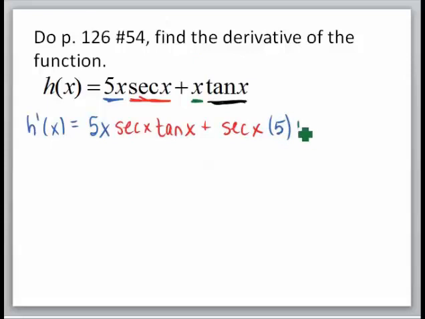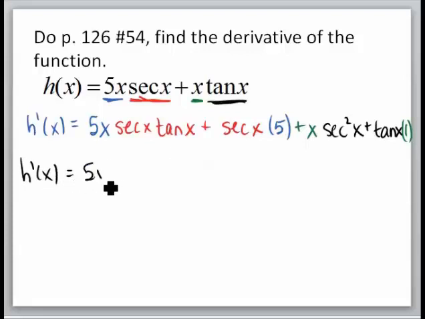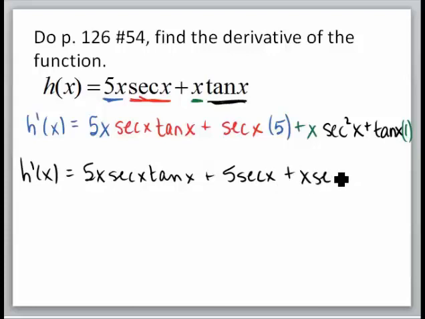Now we're going to move on to the second product rule. So first times derivative of the second. The derivative of tangent is secant squared x plus the second times the derivative of the first. The derivative of the first is 1. I could simplify this just a little bit by making things look a little nicer. So 5x secant x tangent x plus 5 secant x plus x secant squared x plus tangent x. I guess that's really all I can do. None of them are like terms.